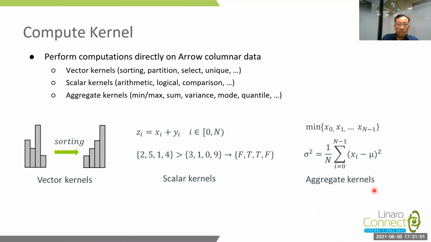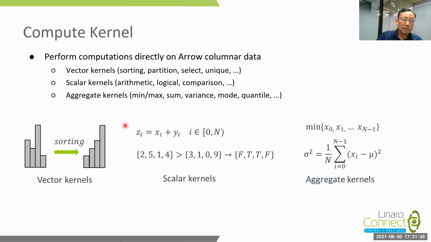So now the compute kernels. We have defined the columnar format. How can we do interesting things with it? The compute kernels are for this purpose. Compute kernels perform computations directly on Arrow columnar data. Arrow has 3 kinds of compute kernels: vector kernels, scalar kernels, and also aggregate kernels.